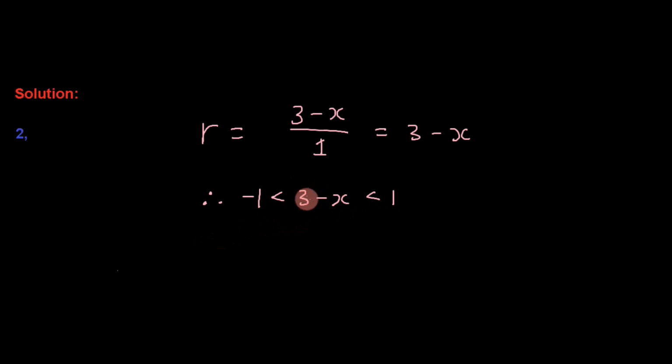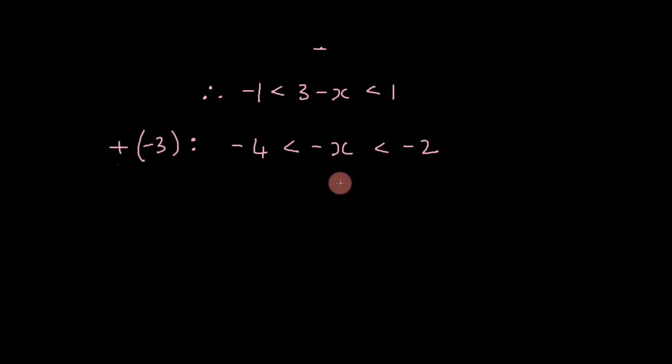We can first get rid of the 3 here by adding negative 3 through. So negative 1 minus 3 is negative 4. Here 3 cancels with a negative 3, and we're left with negative x. And 1 minus 3 is negative 2. We also want to get rid of the negative x coefficient here. And we can do so by multiplying through by negative 1.